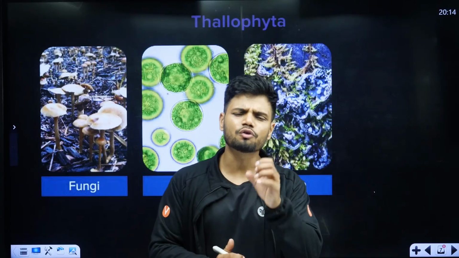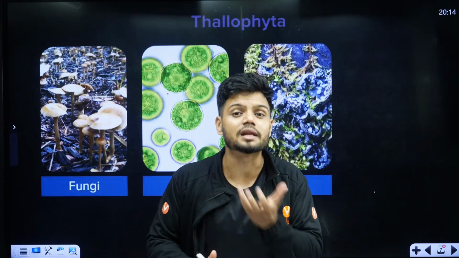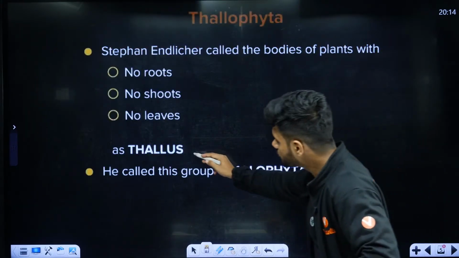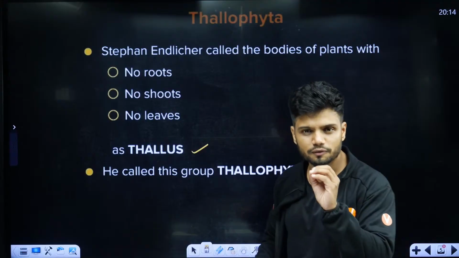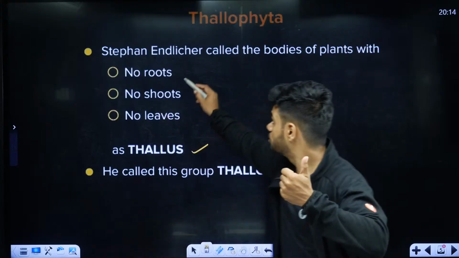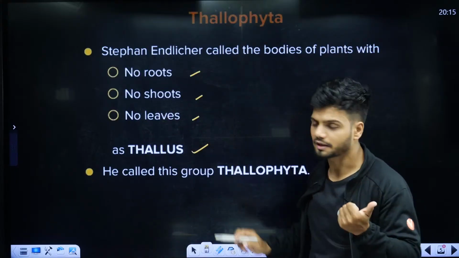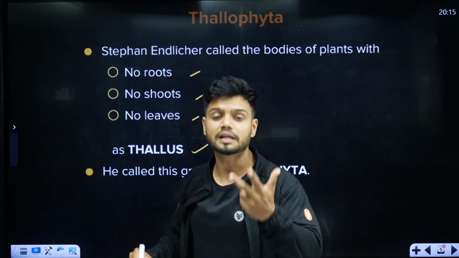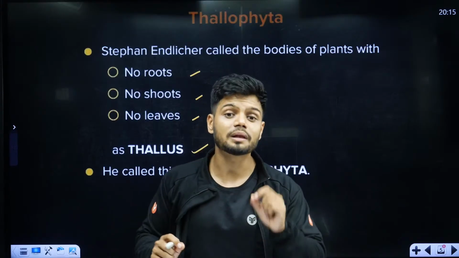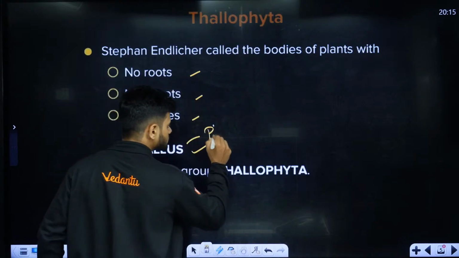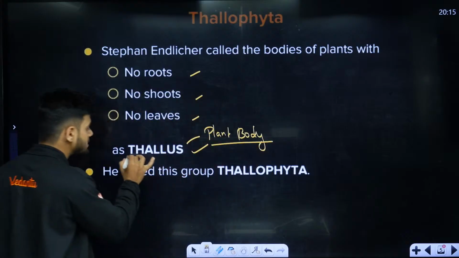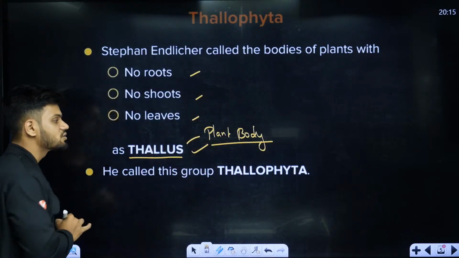But students, what is the meaning of thallophyta? What is the meaning of thallus? The meaning of thallus is very simple, students. The organisms here do not have root, shoot or leaf. If an organism does not have root, shoot and leaf, such a plant body is called thallus. It is called thallus.